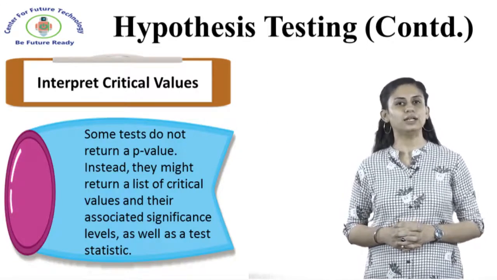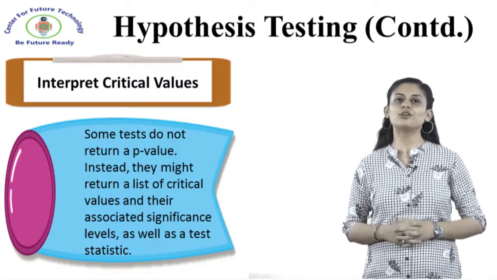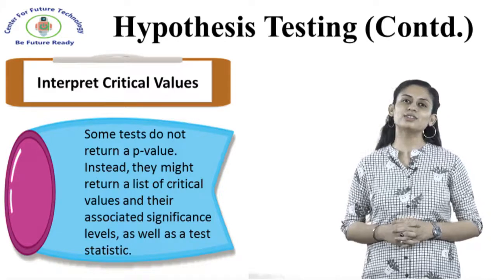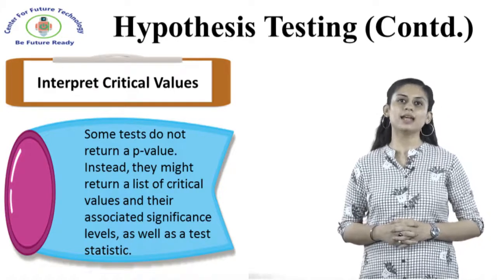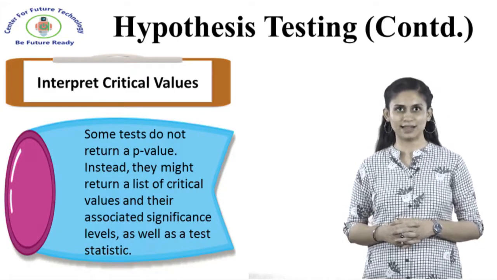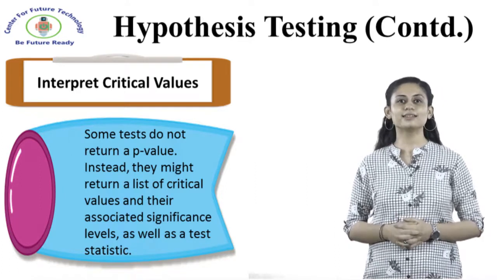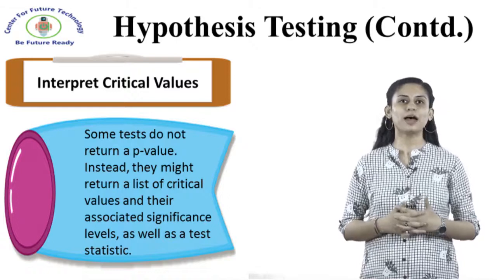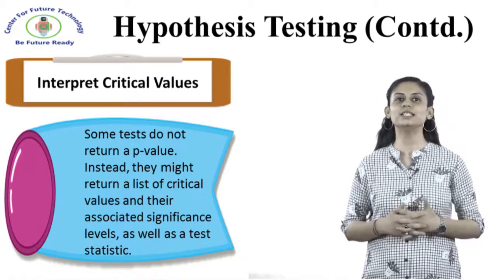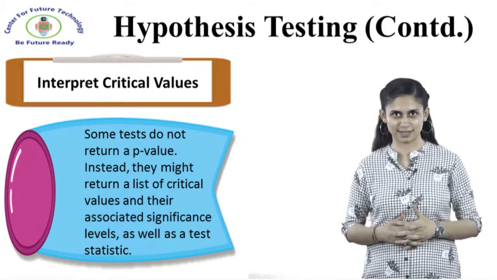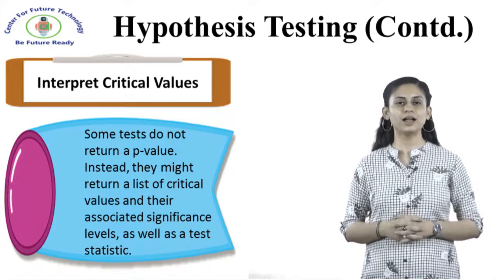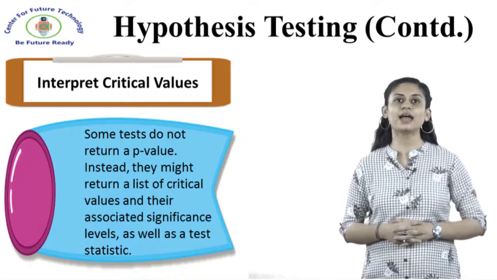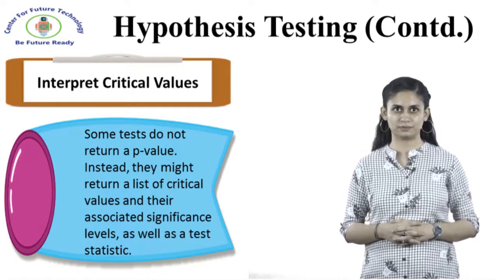Interpret critical values. Some tests do not return a p-value. Instead, they might return a list of critical values and their associated significance level, as well as a test statistic. These are usually non-parametric or distribution-free statistical hypothesis tests. The choice of returning a p-value or a list of critical values is really an implementation choice.